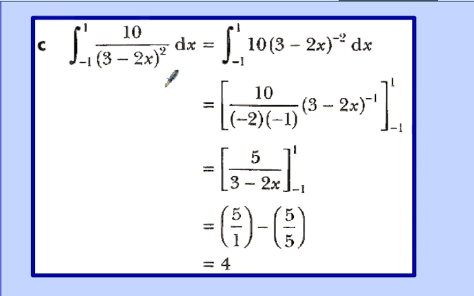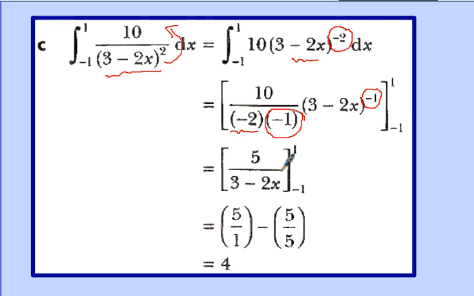When we come here, 10. So 10 you can take out, and 3 minus 2x raised to minus 2, because we are shifting it up. So the degree becomes negative. And then you can simply get the solution. So substitute the values, integrate first. So minus 2 plus 1 will give you minus 1, and which will become the denominator also. And there the coefficient of x was minus 2, so minus 2 is already here.